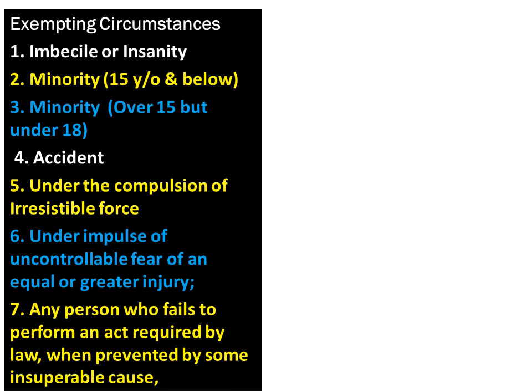Okay, now let's go to the third one. The third one also speaks of minority, but this time the age is between 16 and 17. The law said over 15 but under 18, but to simplify it, that only means 16 to 17 years old. This is now the age of conditional responsibility. Now, why is it called conditional? Because in this age, we have to consider one more element, and that is the element of discernment.